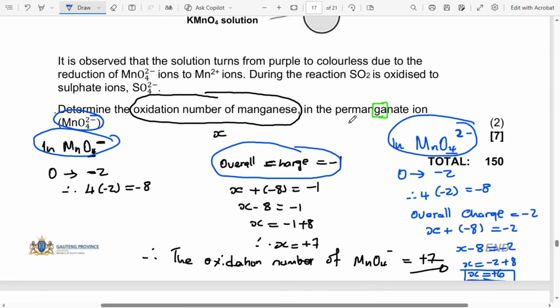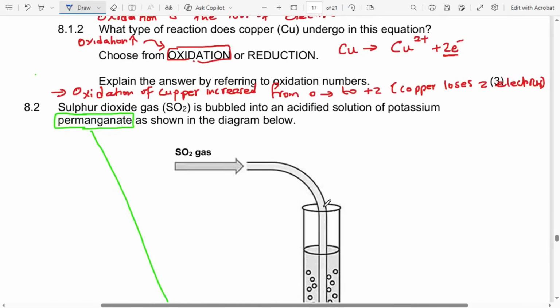Okay, that's it for this one. Permanganate. I hope I'm saying this right, né? Yeah, that's it for this one.